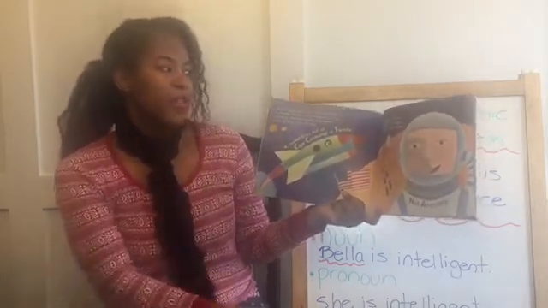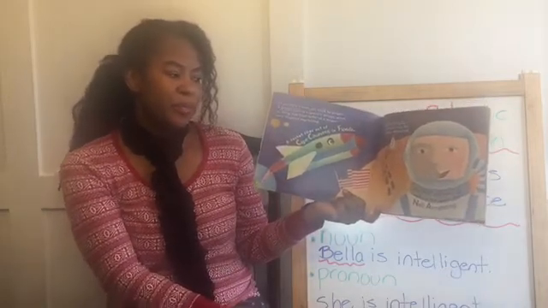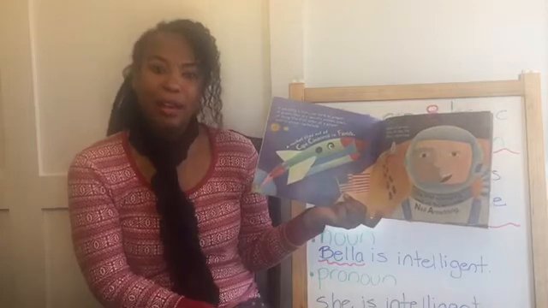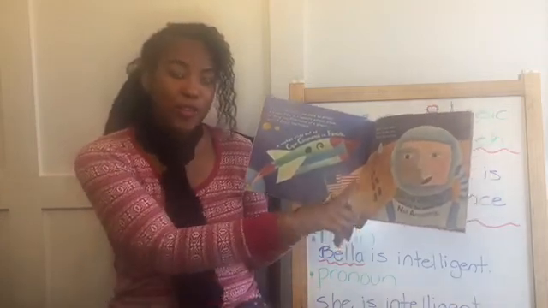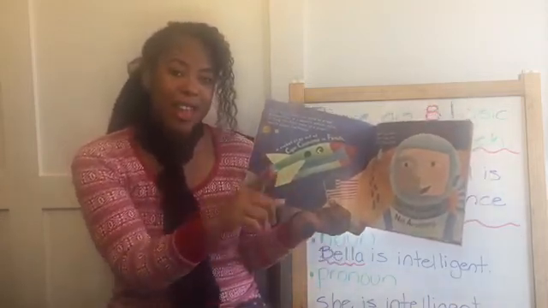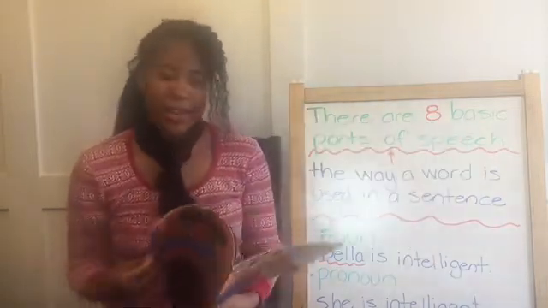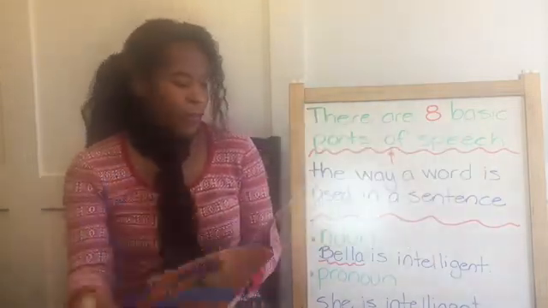Names are proper nouns, so they're always capitalized. The first astronaut to walk on the moon was Neil Armstrong. So Neil's first and his last name Armstrong, they're both capitalized because it is his name.